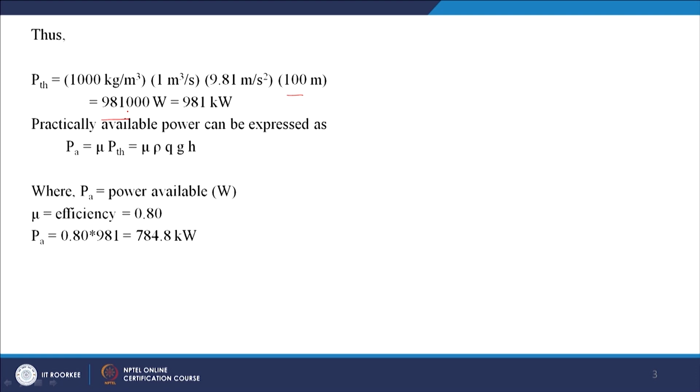Now, for practically available energy, we have to multiply P_TH by the efficiency of the system. So, eta rho Q g H. We will put it here, and as the efficiency given is 80%, so 0.80 into this much, 981 kilowatt. So, we are getting 784.8 kilowatt. So, this is the practically available energy. So, problem number 1 we have solved.